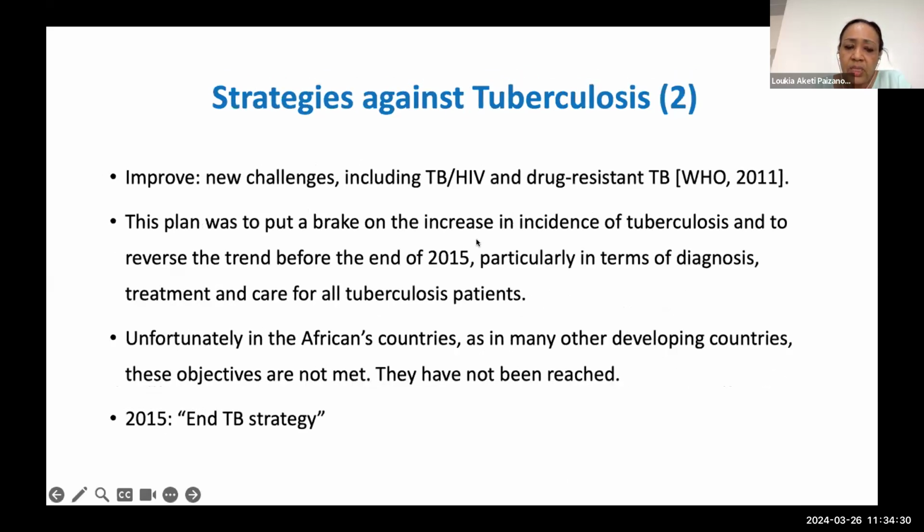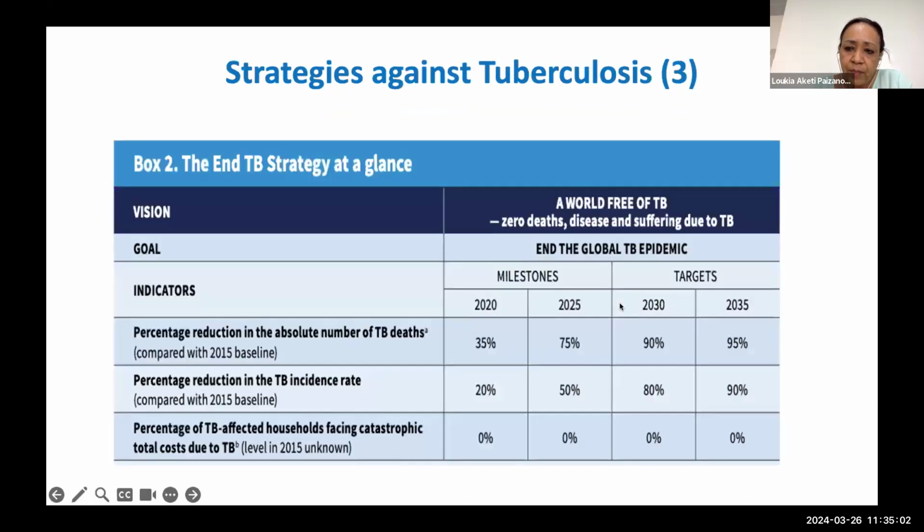That's why in 2000, the WHO changed the strategy with the Stop TB strategy. Slide, please. This strategy could include the TB-HIV persons and also address drug-resistant tuberculosis. But when we reached 2015, after evaluation, the objectives were not attained. That's why a new strategy called the End TB strategy was developed by WHO. This strategy has a vision of zero death, zero disease, zero persons suffering from tuberculosis. And the milestone for 2025 was to have a 75% reduction of deaths and a 50% reduction of the incidence of tuberculosis.